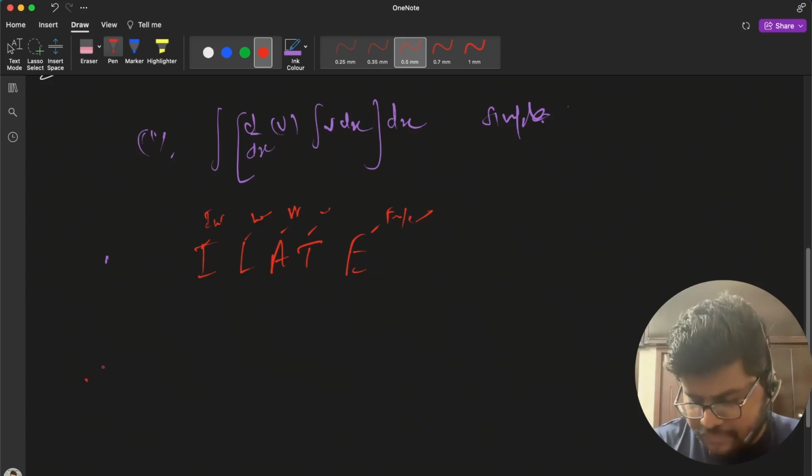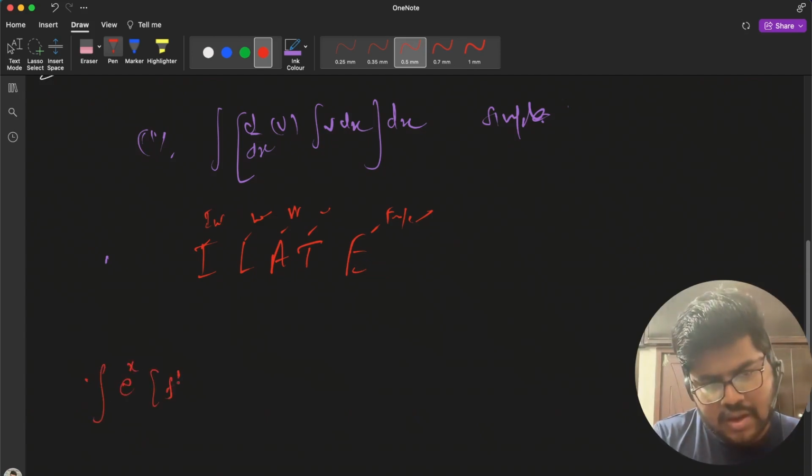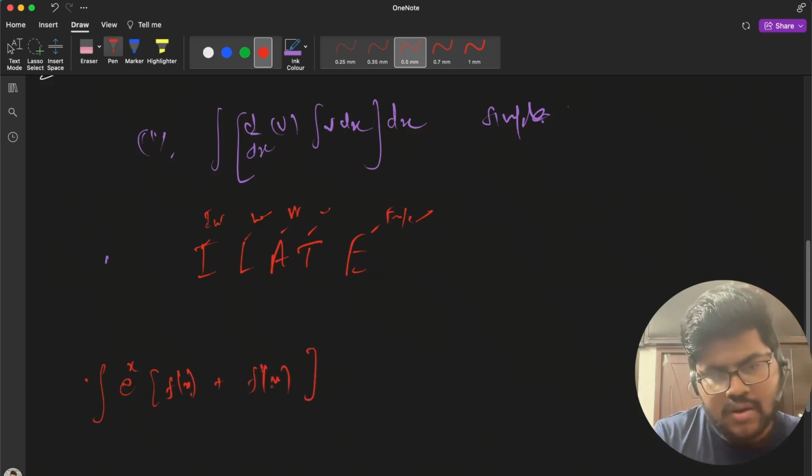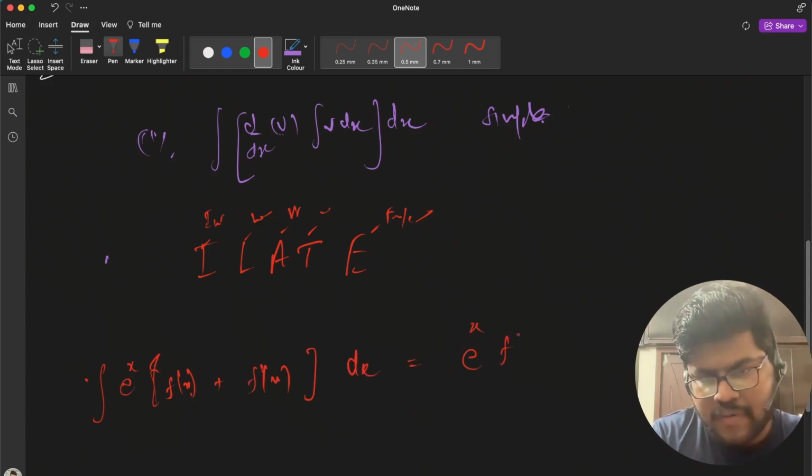Other than that, if e to the power x times f of x plus f dash of x, dx is present, then this integration is directly written as e to the power x times f of x.